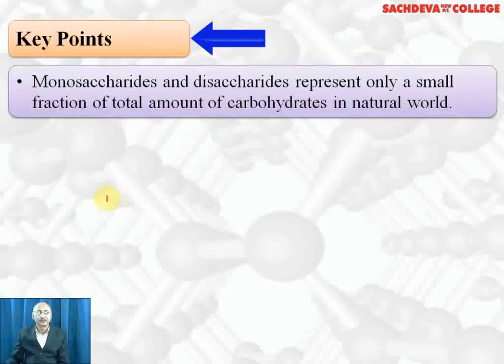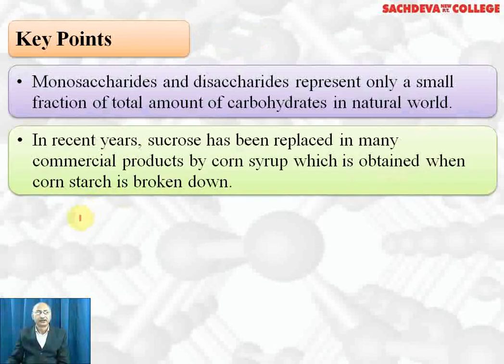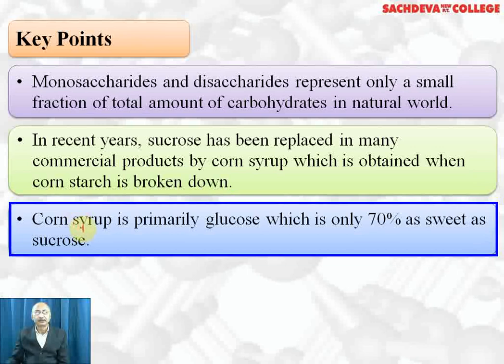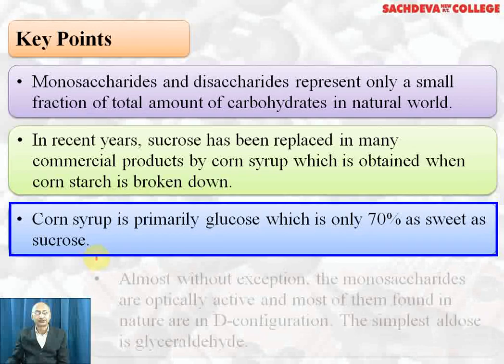Let's take up some important points about biomolecules. Key points: monosaccharides and disaccharides represent only a small fraction of the total amount of carbohydrates in the natural world. Polysaccharides are found to a greater extent. In recent years, sucrose has been replaced in many commercial products by corn syrup, which is obtained when corn starch is broken down. Corn syrup is primarily glucose, which is only 70% as sweet as sucrose.